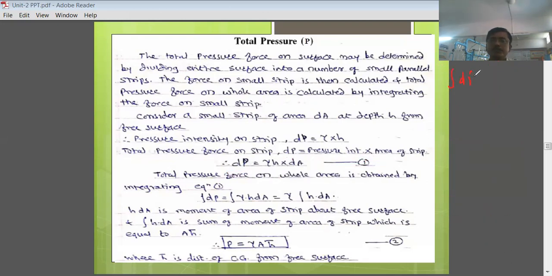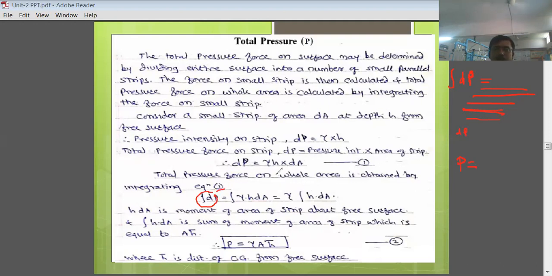Integration of dP, integration of capital dP, is nothing but the total pressure force we are finding here. So the total pressure force acting on one strip, that is dP. If we sum up the total pressure force acting on all such small strips, you will get the total pressure force acting on the entire surface, which is denoted by capital P. So here, integration of dP can be represented by capital P.